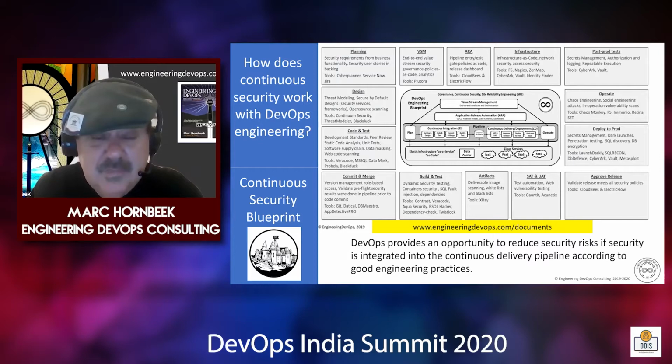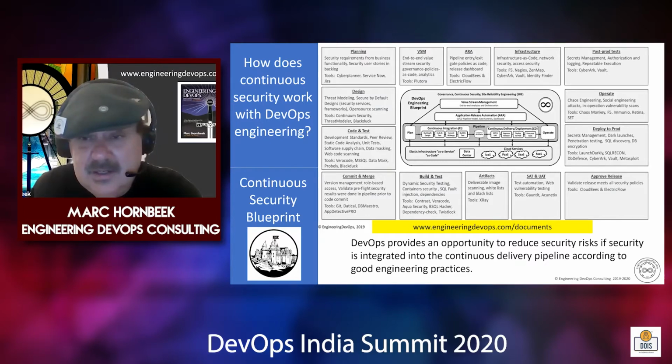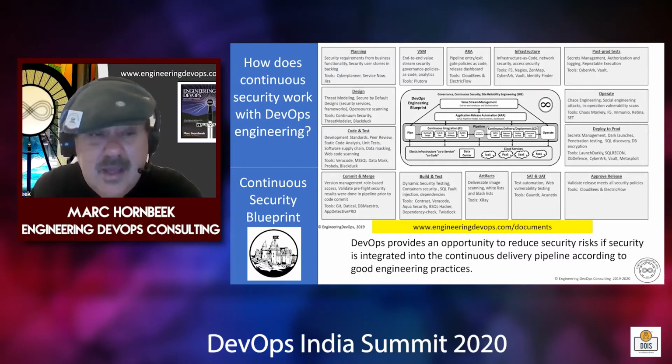Code and testing is another area after design. You have development standards that consider security, peer reviews, static code analysis, unit tests, software supply chains, data masking, web code scanning, and so on. Again, there are a lot of tools to help with this. I'm not going to go through in this detail all these boxes because we just don't have time, but you get the idea. Each box tells you what continuous security is concerned about and talks about some of the tools that are available to help.